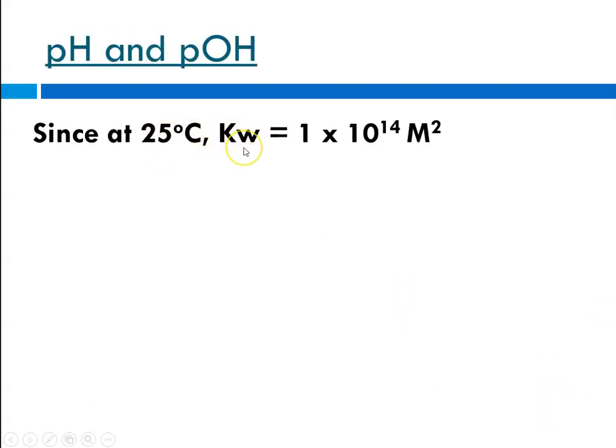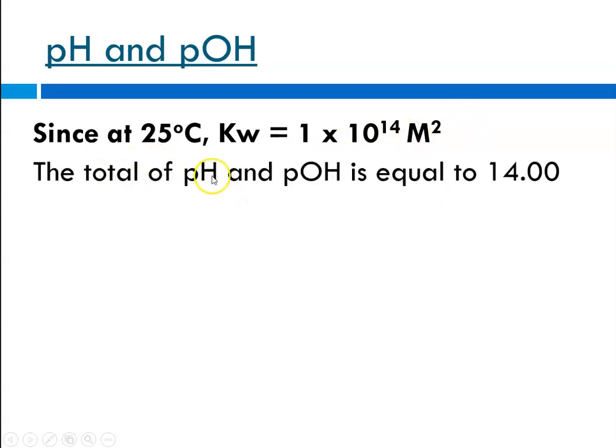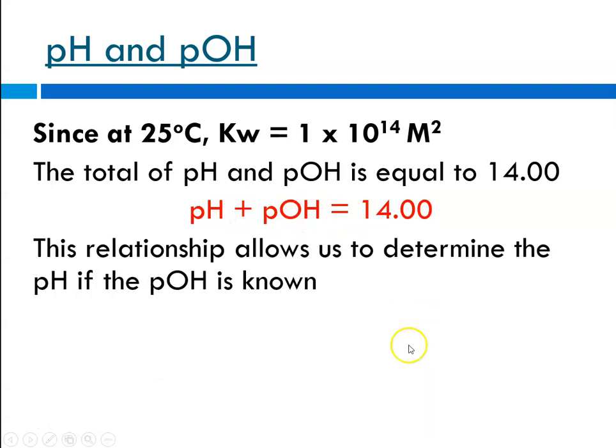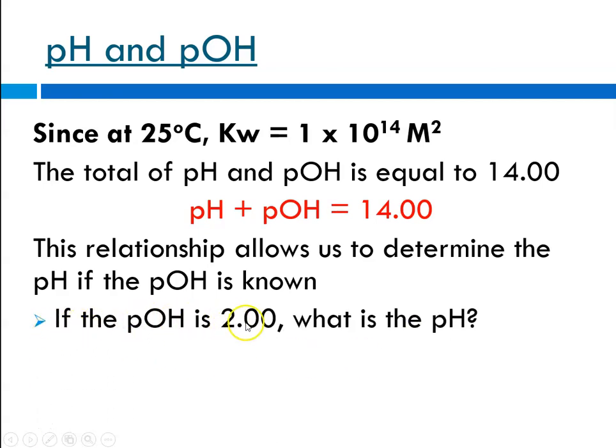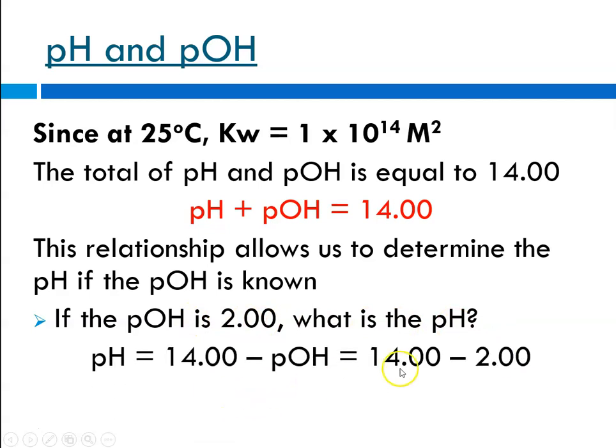Since at 25 degrees C, the dissociation constant for water, Kw, is 1 times 10 to the minus 14 molarity squared, the total of pH plus pOH is going to be equal to 14. So pH plus pOH equals 14. This relationship allows us to determine the pH if the pOH is known, or the pOH if the pH is known. So if the pOH is 2, what is the pH? It would be 14 minus the pOH, so 14 minus 2. In that case, the pH would be 12.